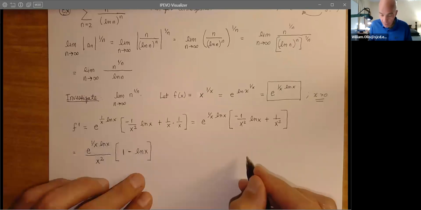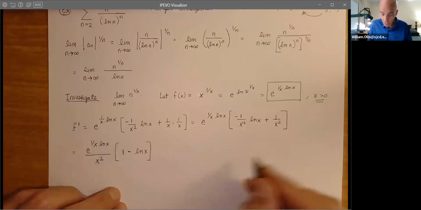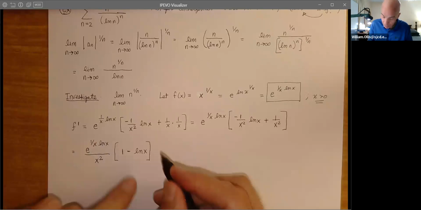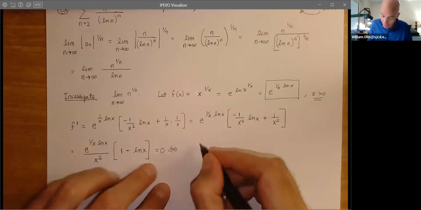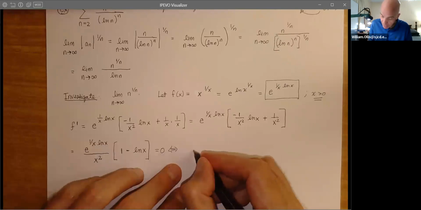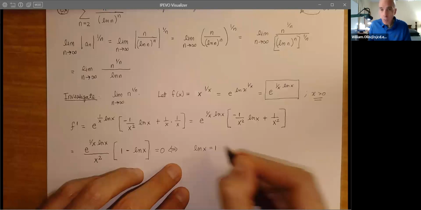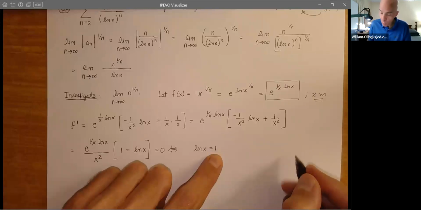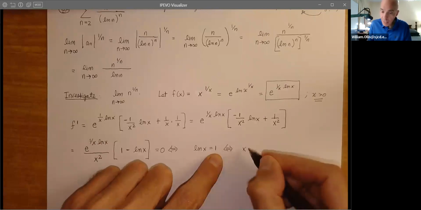Now, of course, this is non-zero. E to the 1 over x is non-zero, and x squared is clearly non-zero. So this can be 0 if and only if, in this case, ln x equals 1. Well, what's a logarithm? Power of the base. The power of e that equals x is 1, if and only if x equals e.